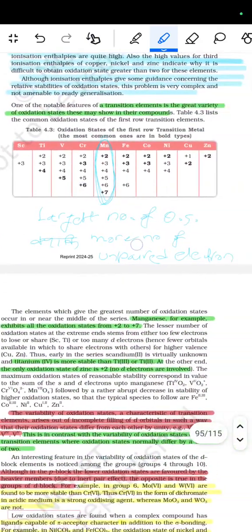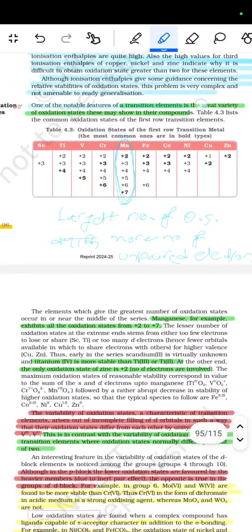अब बात करते हैं oxidation state की. तो one of the notable features of a transition element is the great variety of oxidation states they may show in their compounds. Table 1.3 lists the common oxidation states of the first row transition elements. तो scandium खाली +3 शो करता है, टाइटेनियम +2 +3 और +4, और मोस्ट कॉमन जो होता है वो बोल्ड में दिए हुए हैं.